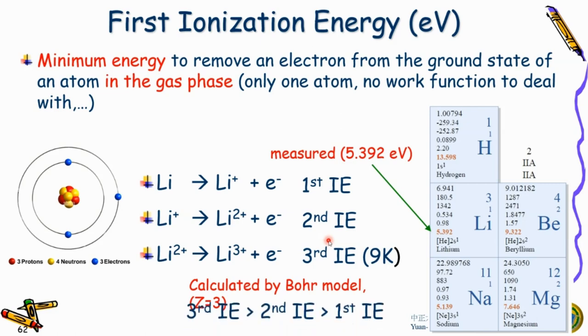Okay, and in this case, the third ionization energy will be larger than the second ionization energy, which will be larger than the first ionization energy. Why? Because for the third ionization energy, this electron is closer to the nucleus. That means it's difficult to move out from the atom, right?